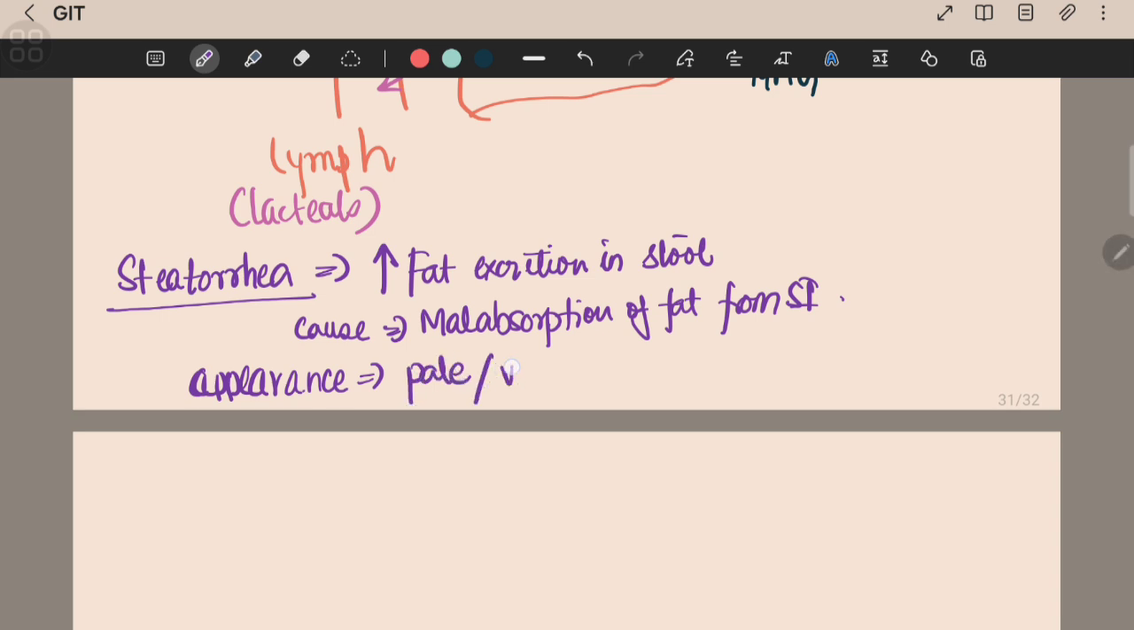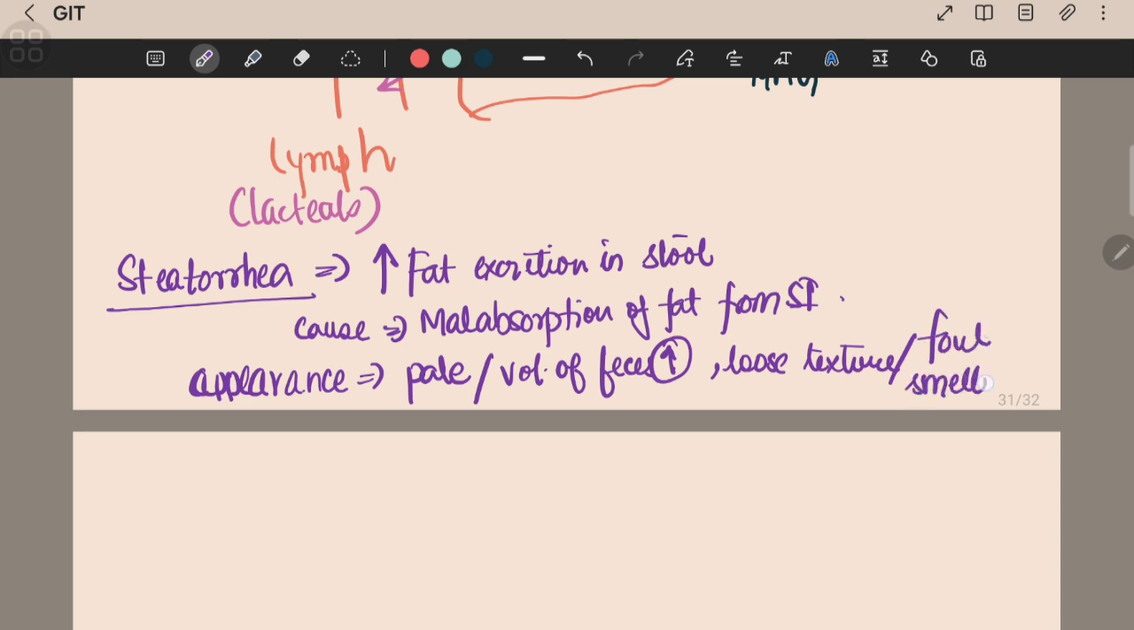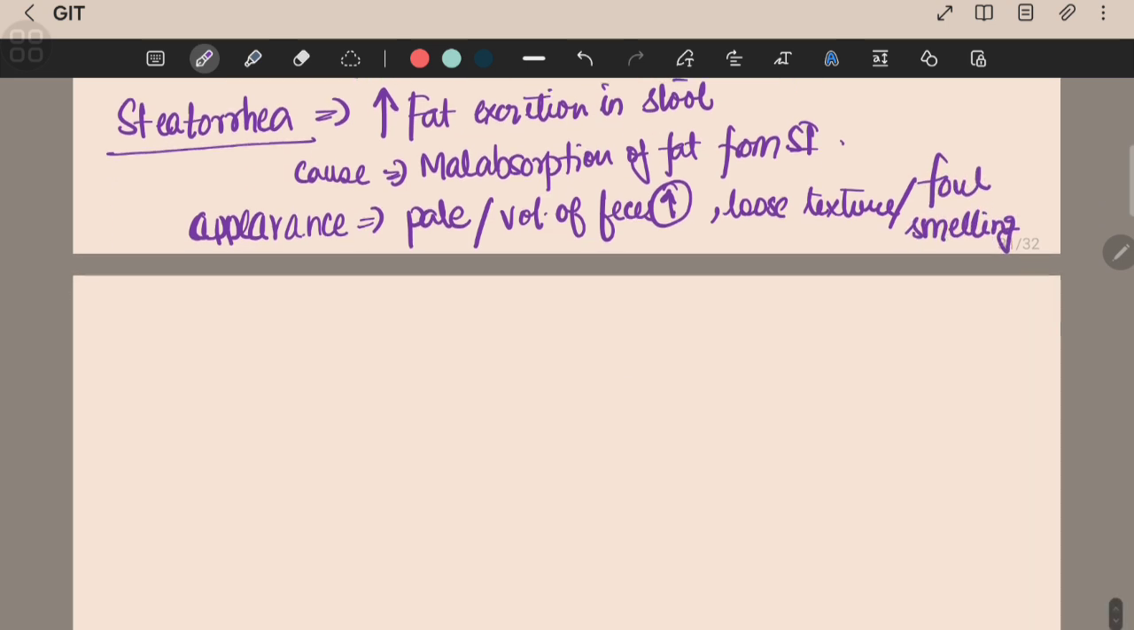The fecal volume will increase, the volume of feces produced will actually increase. It will have a loose texture because of the fat, and be foul smelling. So this condition is called steatorrhea. There are various conditions that can cause this. Other causes can also be bile acid deficiency. Then there can be pancreatic enzyme insufficiency, like pancreatic lipase insufficiency.